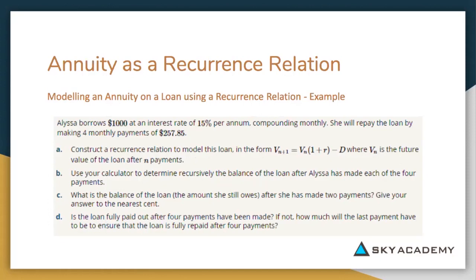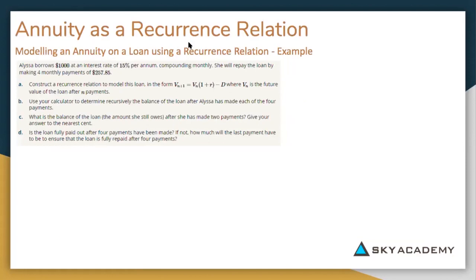Let's go to this slide, so we have some room to draw and write. Firstly, we want to rewrite the recurrence relation model. For A, we have Vn plus 1 equals Vn times (1 plus R) minus D. Because we're repaying a loan, we want to subtract the payment.